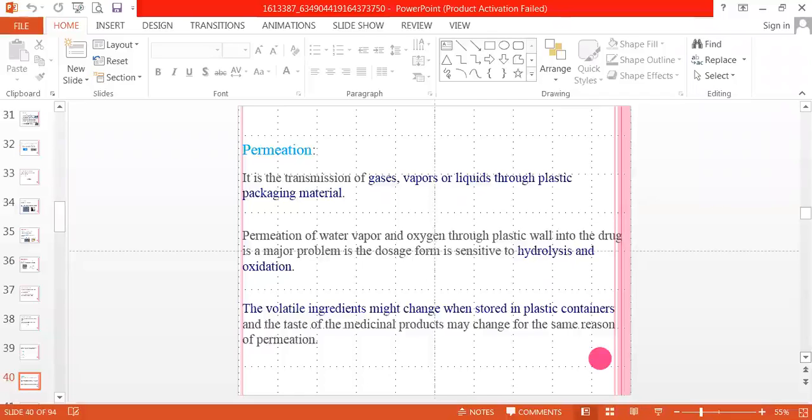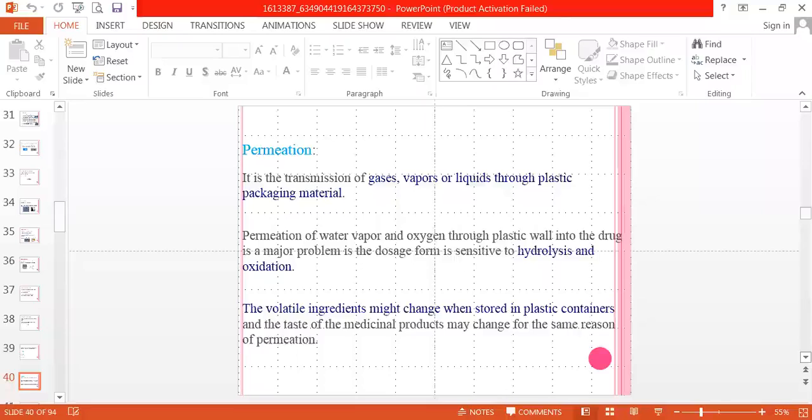Some amount of material is passing from your container to the outside. Suppose you are keeping your suspension, solution or emulsion inside your plastic container, then sometimes because of the heat, some amount of your solution may pass from your container to the outside. It may go in the form of vapor or gases. Indirectly, we are losing some amount of product from your container. So this is called permeation.